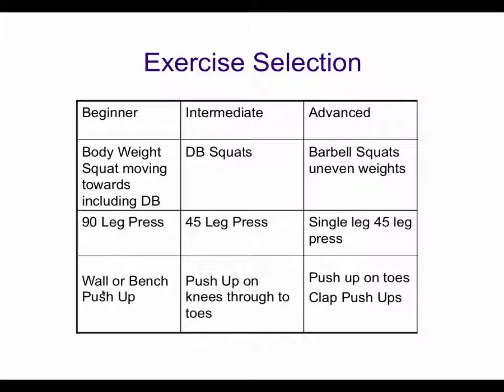We could take them from a wall or a bench push-up to a push-up on their knees, up into a push-up on their toes or clap push-ups. We could do unstable push-ups on a BOSU or on a basketball. So you can see just by changing the selection of the exercises here, you can actually increase the intensity or the level of complexity of the program.